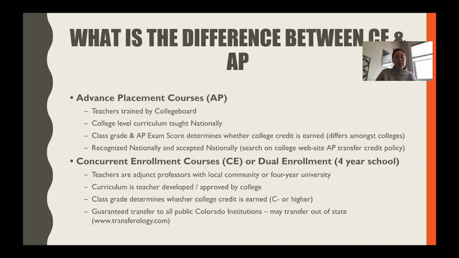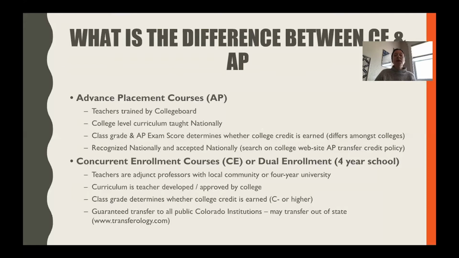I think the biggest standout in terms of difference is that with AP, the student takes an exam at the end, and depending on the exam, that will decide whether or not they earn credit. With concurrent enrollment, if it is taught at East, the East teacher is an adjunct professor with a local community or four-year college, or if they take it off campus, they are taking courses with college professors. It is a college curriculum, so it is specific to that department within the college. And there is no final big test that determines whether credit is received or not. The student needs to earn a C- or higher within the course in order to earn that college credit.